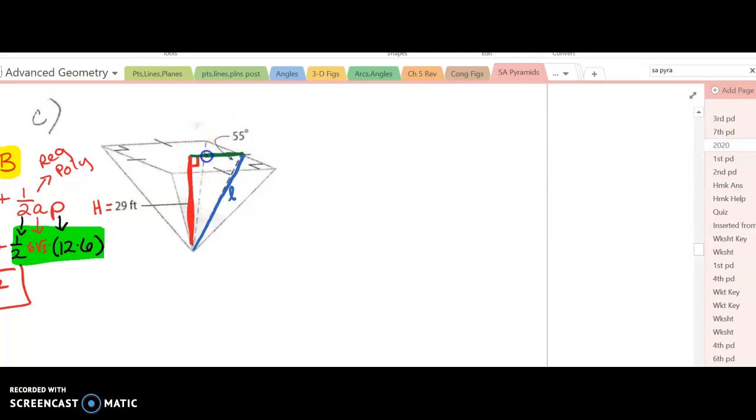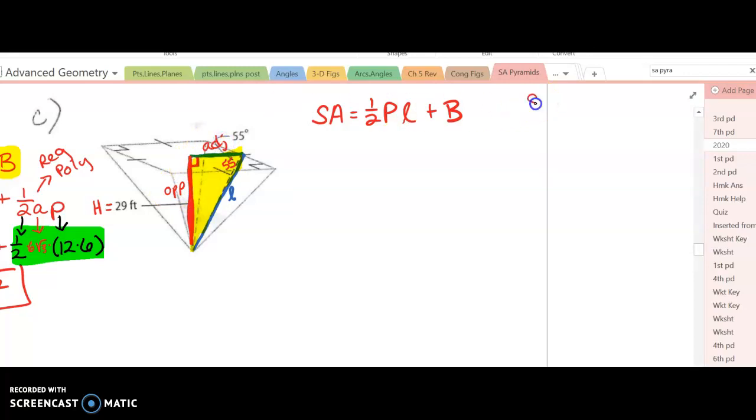We don't know this length here yet anyway. All we really know is that we have a square on the bottom and that the actual height is 29. So this is going to be interesting. I think what I'm most interested in is that green segment to start with. Since I conveniently have a right triangle here, and I do know that this angle right here is 55 degrees, I'm going to opt to use my right triangle trigonometry. This is my opposite side, and this is my adjacent side.